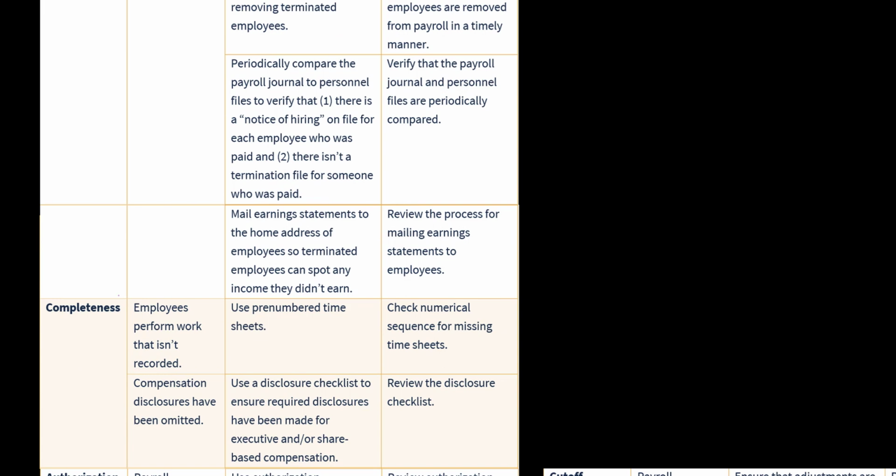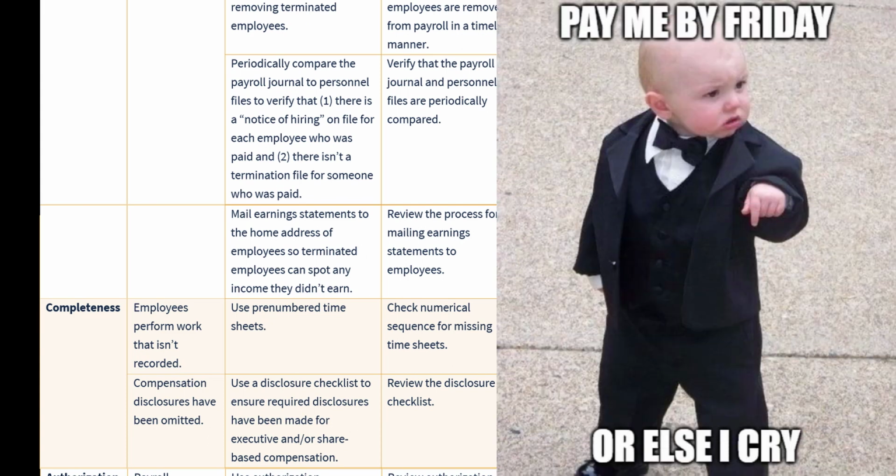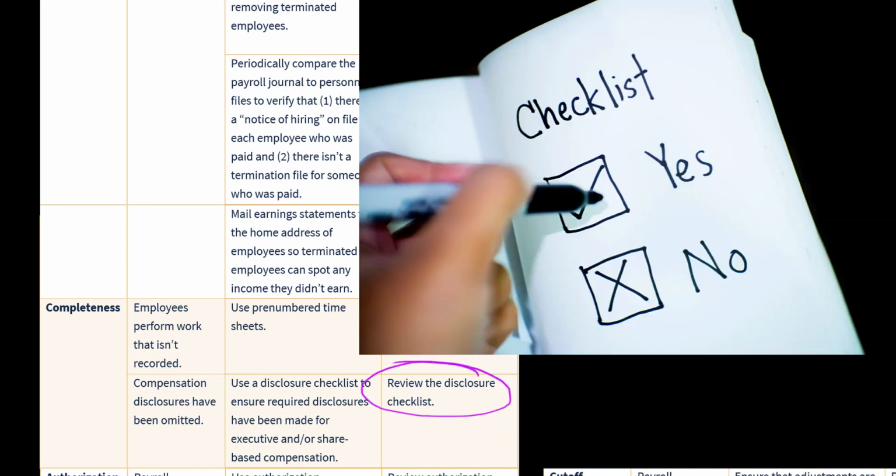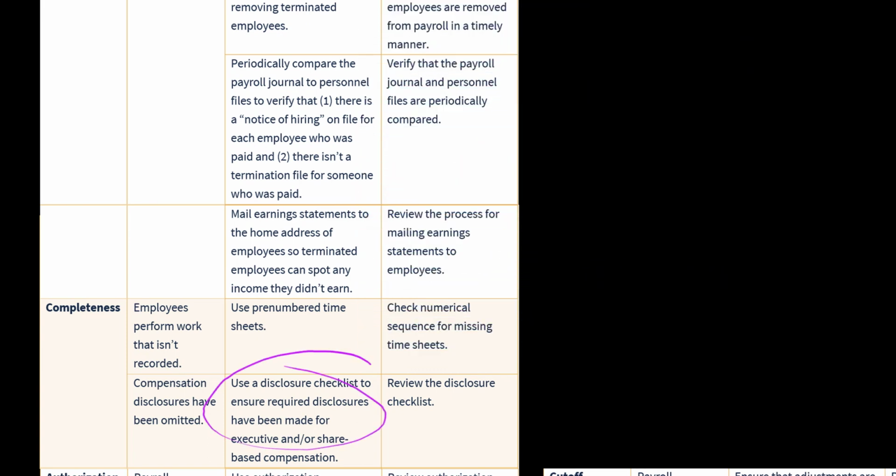Now, in terms of completeness, remember with the payroll cycle, employees will complain if they don't get paid. So the main issue with completeness has to do with disclosures. So you want the client verifying that if they have a lot of executive compensation or share-based compensation, they're making the appropriate disclosures. The auditor should have their own disclosure checklist and verify that the client is actually going through and making the appropriate disclosures and so forth.